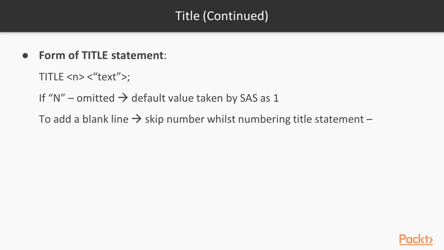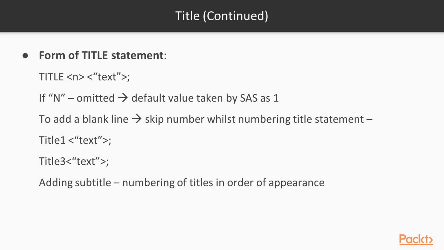To add a blank line, skip a number whilst numbering the title statement. So as you can see, title 1 and title 3. So there'll be a blank line in between. To add subtitles, number the titles in order of appearance. So let us do one example in SAS Studio.